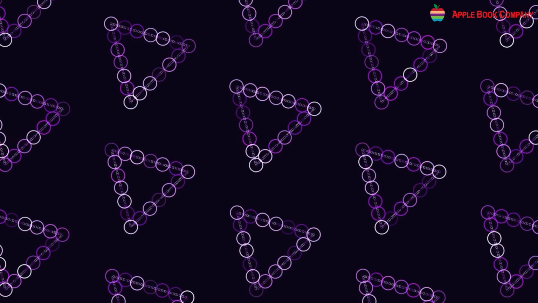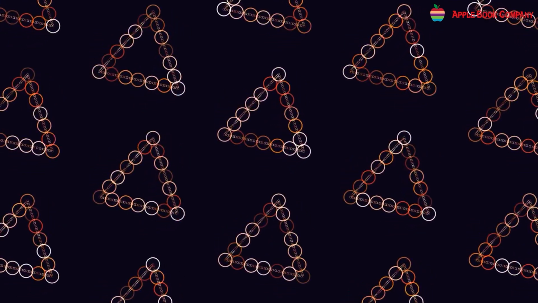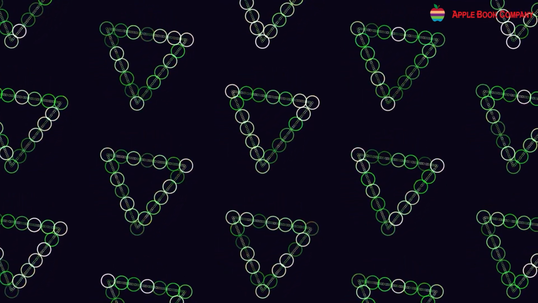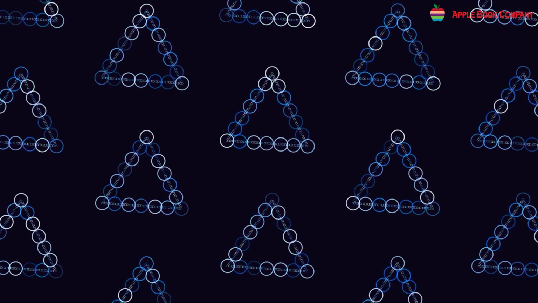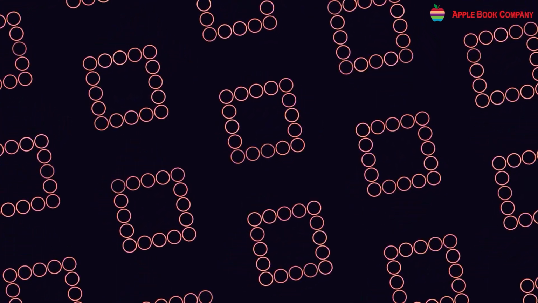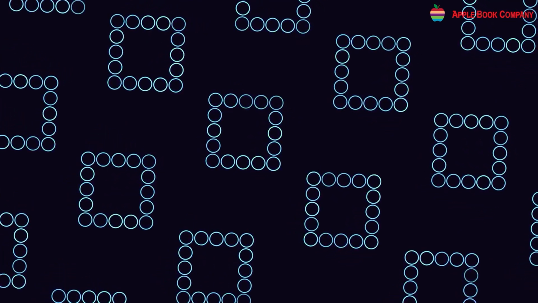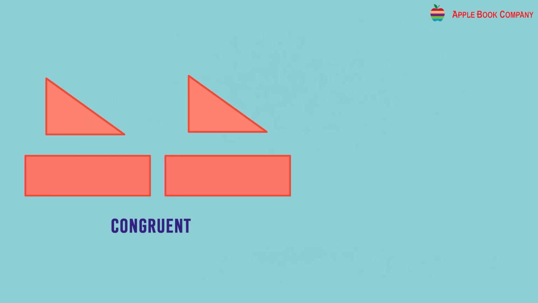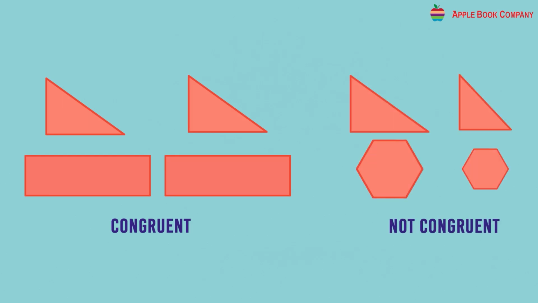Tessellations. A pattern formed by repeating figures that fit together without gaps or overlaps is a tessellation. Tessellations are formed using slides, flips, or turns of congruent figures. Figures that have the same size and shape are congruent figures. You can see the congruent figures and the figures that are not congruent.